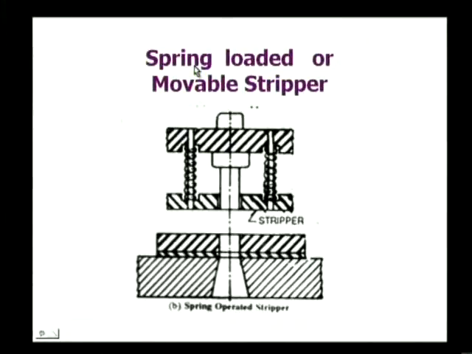Here this is an example of a spring loaded or movable stripper. So, here this is a die and a die cavity, and this is the stripper here. The stock is moved like this, and after the punching operation, the stripper exerts some pressure on the remaining stock material. As a result of this, the stock material is kept in position.